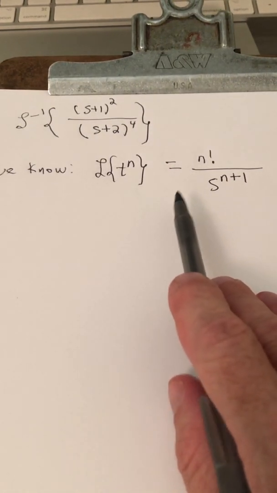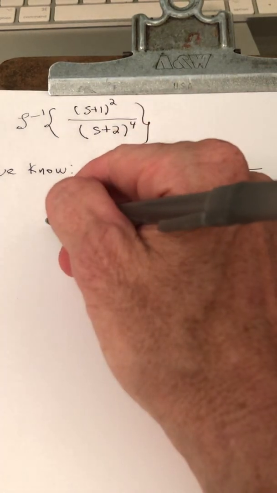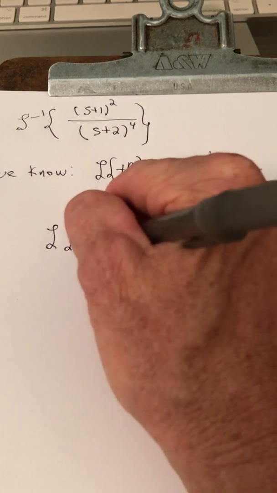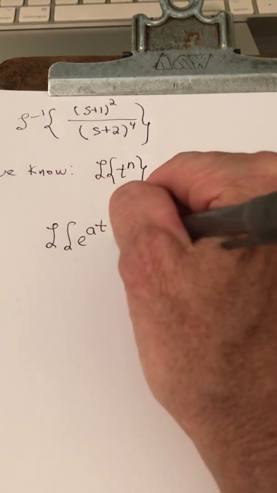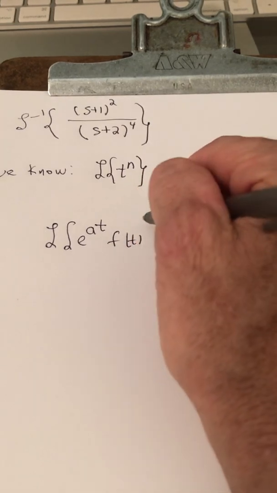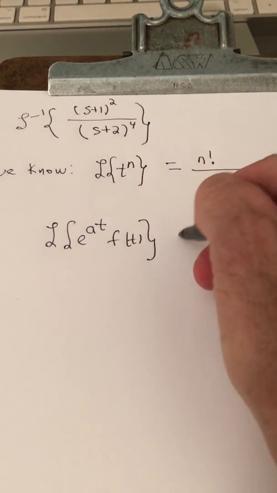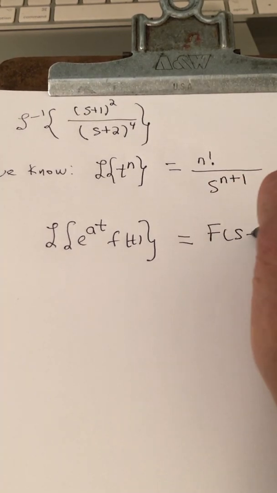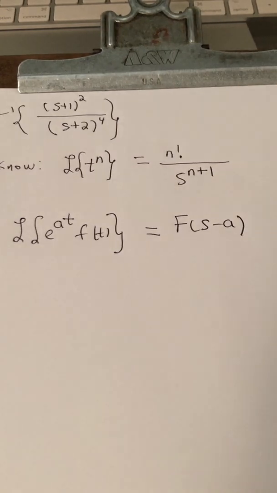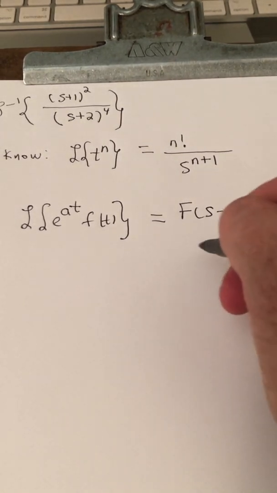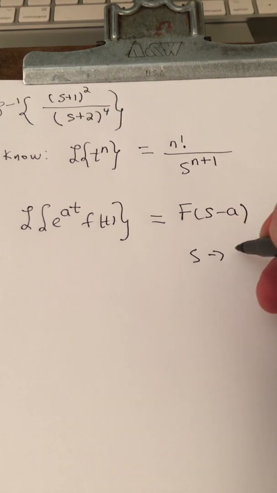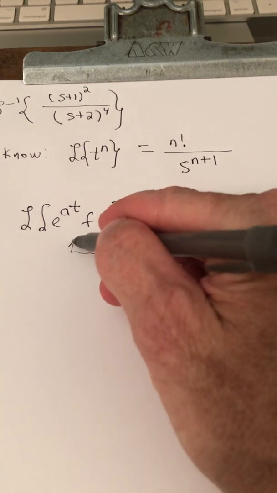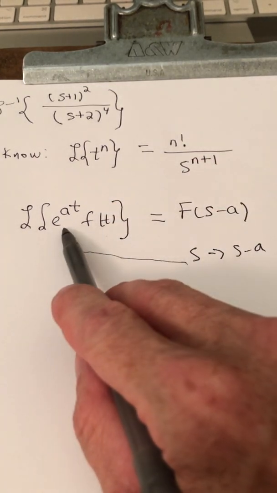But we also will make use of the fact that the Laplace transform of e to the at times f of t is equal to F of s minus a. So in this situation, what's happening is s is being replaced with s minus a. That corresponds to multiplying our f of t by e to the at.